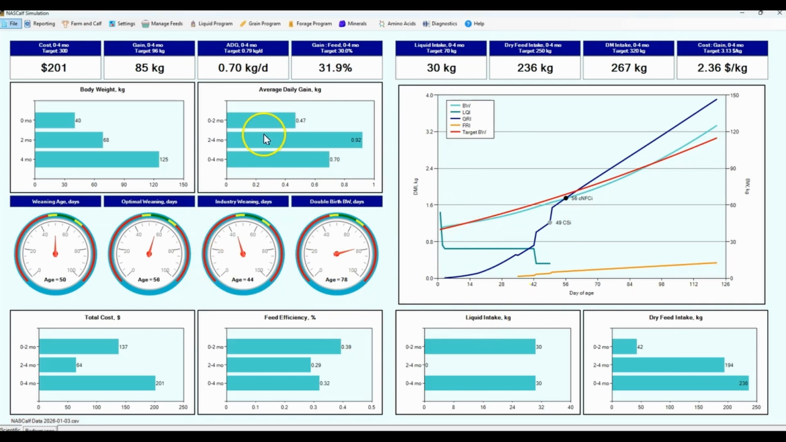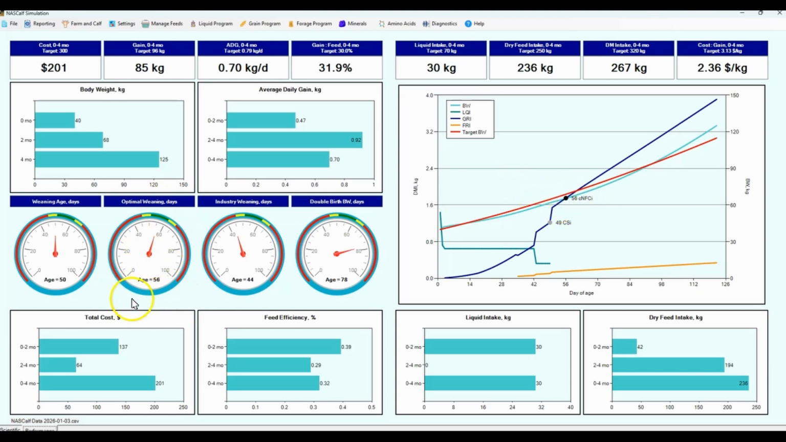Calves begin at 40 kilograms and reach about 125 kilograms by 4 months of age. Average daily gain is just under 500 grams per day during the first 2 months, then increases to about 900 grams per day from 2 months to 4 months, and overall, roughly 700 grams per day. Looking at weaning, calves are removed from liquid feed on day 49. However, the optimal weaning day, based on cumulative NFC intake of 15 kilograms, occurs on day 56.